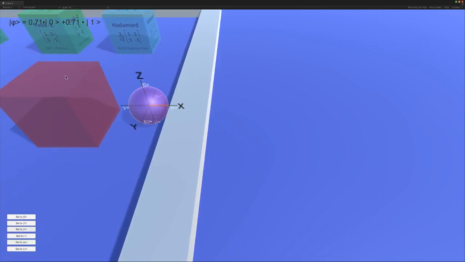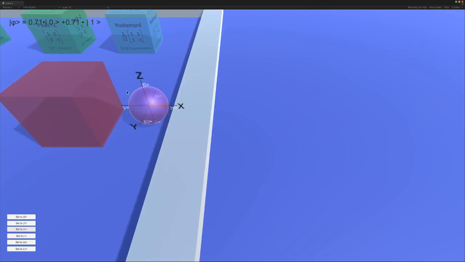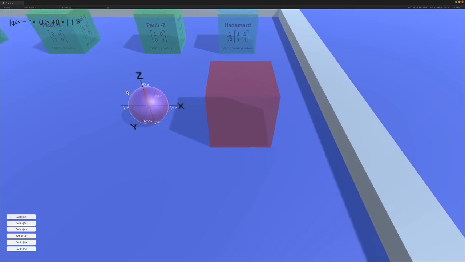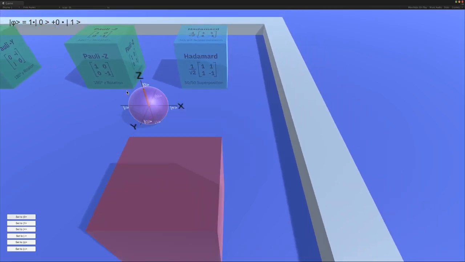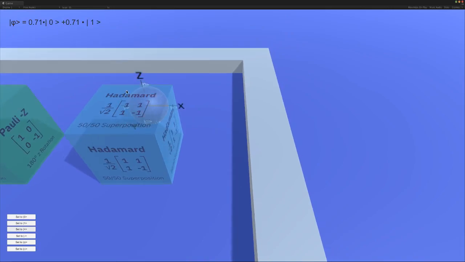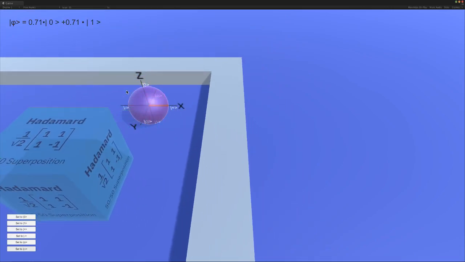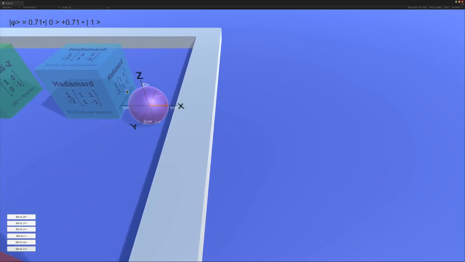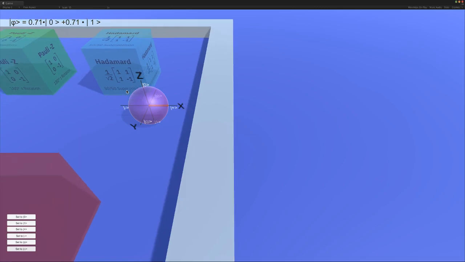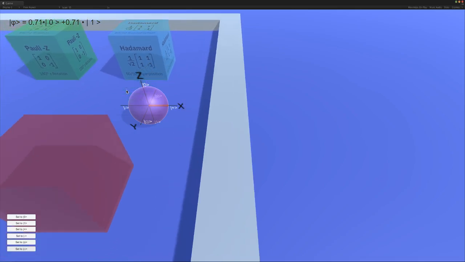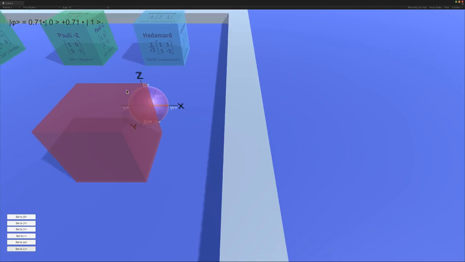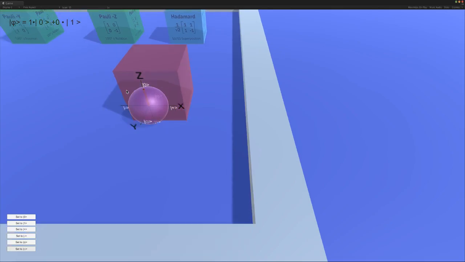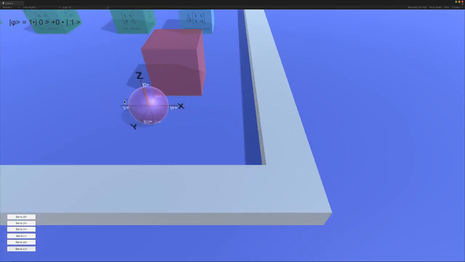And then we can move through this red block here, which indicates our measurement gate, and we'll flip to either 0 or 1. Got 0 that time. And we'll go back through the Hadamard gate, and this time we might get 1. We still got 0, but that shows you the probability actually happening in the background.